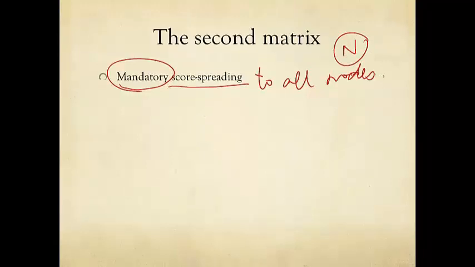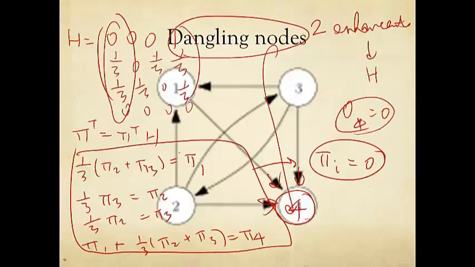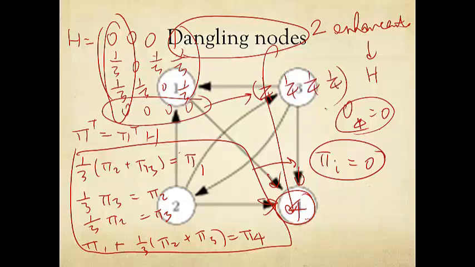For example, in the last graph here, instead of this 0, 0, 0, 0, we'll say it must be 1/4, 1/4, 1/4, 1/4.